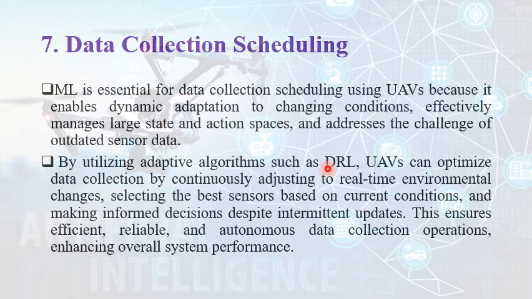UAV-assisted sensor networks, and also by utilizing adaptive algorithms such as DRL, the UAV can select the best sensor based on the current condition. The current condition can be, as I mentioned, queue length, battery status, channel status, and the current trajectory, and making informed decisions despite intermittent updates. This ensures efficient, reliable, and autonomous data collection operation, enhancing overall system performance.